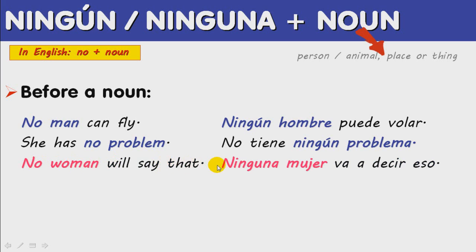That's why we use ningún. No woman will say that. Ninguna mujer va a decir eso. And in this case, mujer is a feminine word, a feminine noun. That's why we use ninguna.